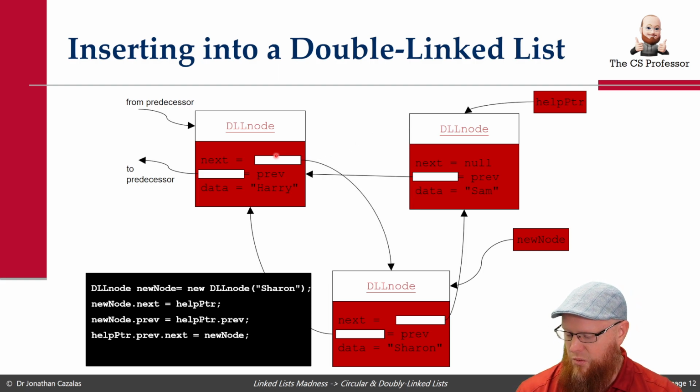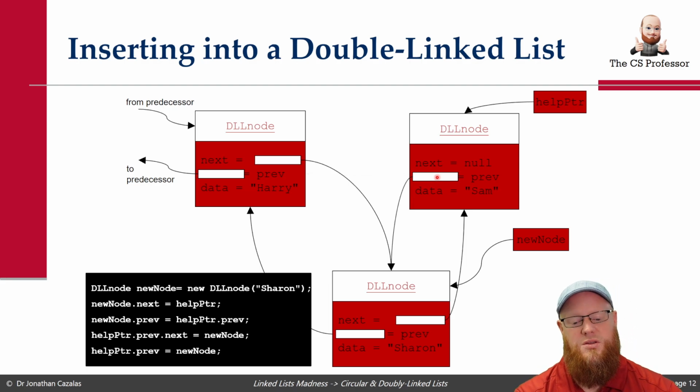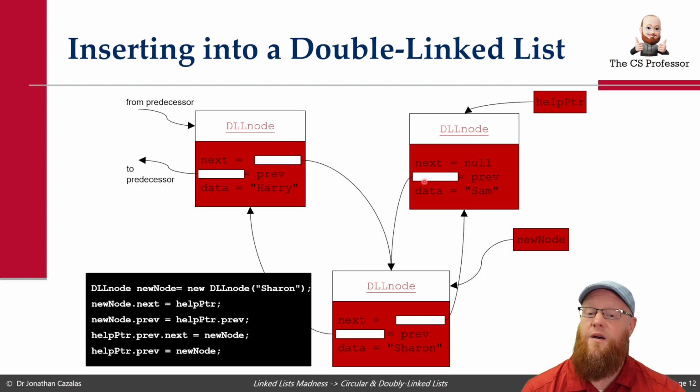And then finally, we need to make Sam point to Sharon. We need to take Sharon's address, which is saved in new node, and we need to save that into the previous of Sam, making Sam point directly to Sharon. Four lines of code to make that insertion happen.